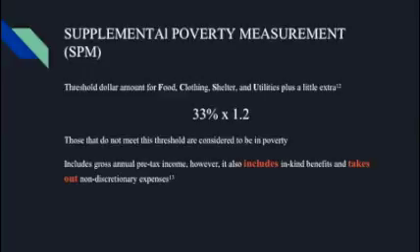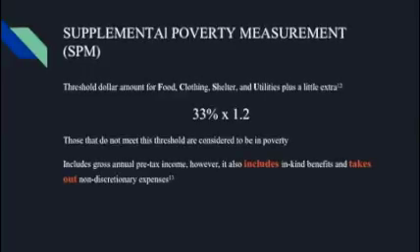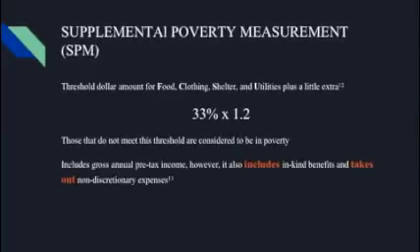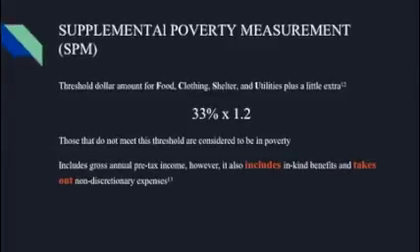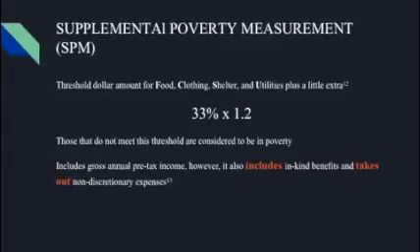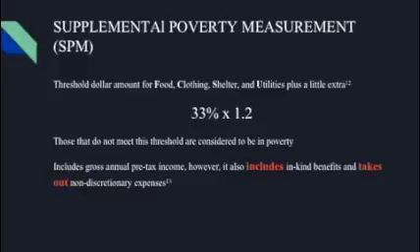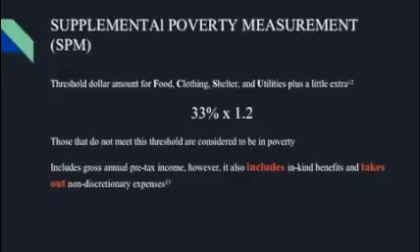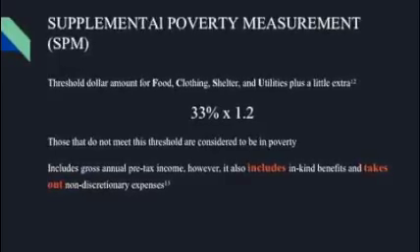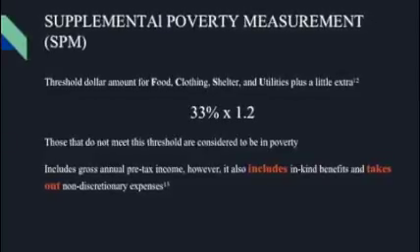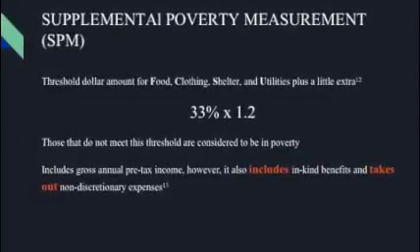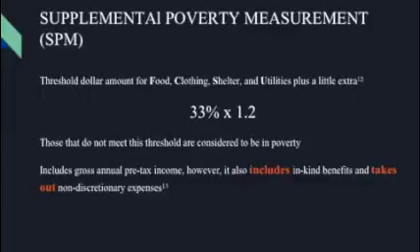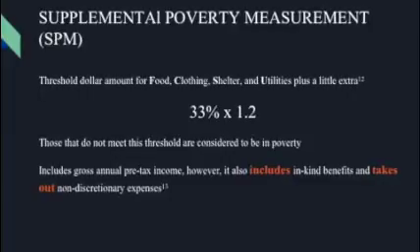As a response to those concerns came the supplemental poverty measure. The SPM provides a threshold dollar amount for food, clothing, shelter, and utilities, 33% times 1.2 for extra room. Those that do not meet this threshold are considered to be in poverty. Like the OPM, the SPM includes gross annual pre-tax income. However, it also includes in-kind benefits and takes away non-discretionary expenses.